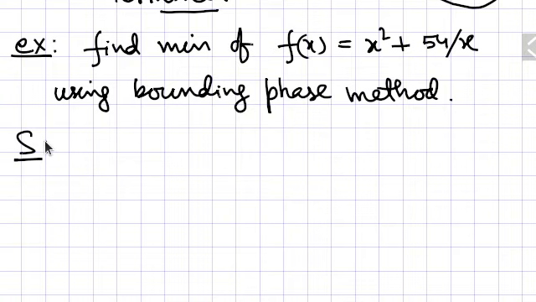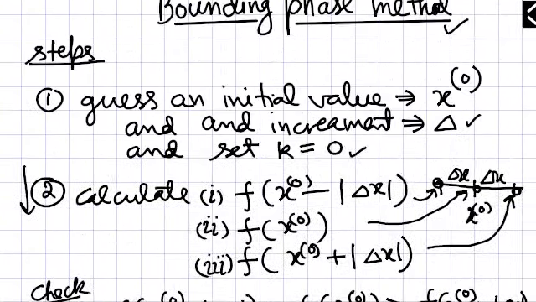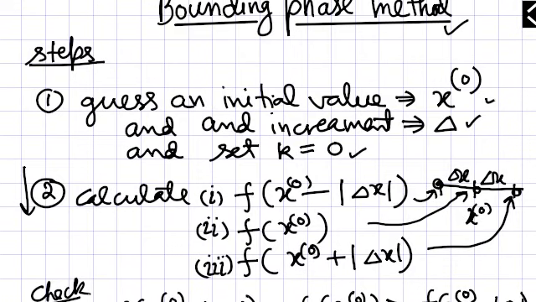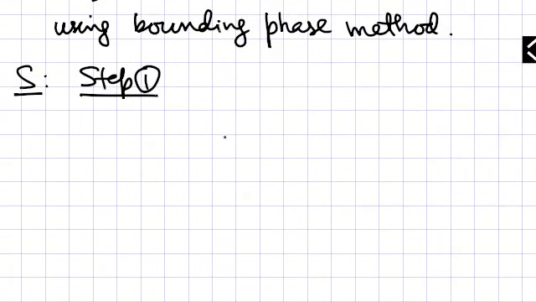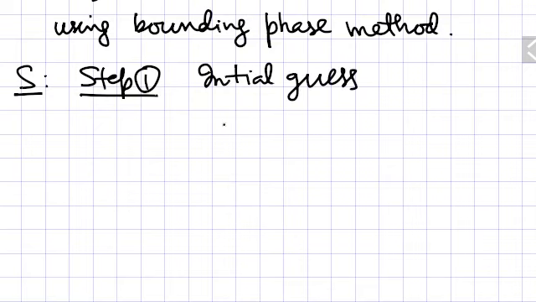So what you will do, step first is step 1, it is here, you can review this. You have to guess an initial value and set an increment, and then k equals 0. So we will do all these things here. You can understand it in a much better way now when we are taking the real example. Initial guess, let's say any value you can take. I have taken 0.6, and an increment I have taken 0.5.